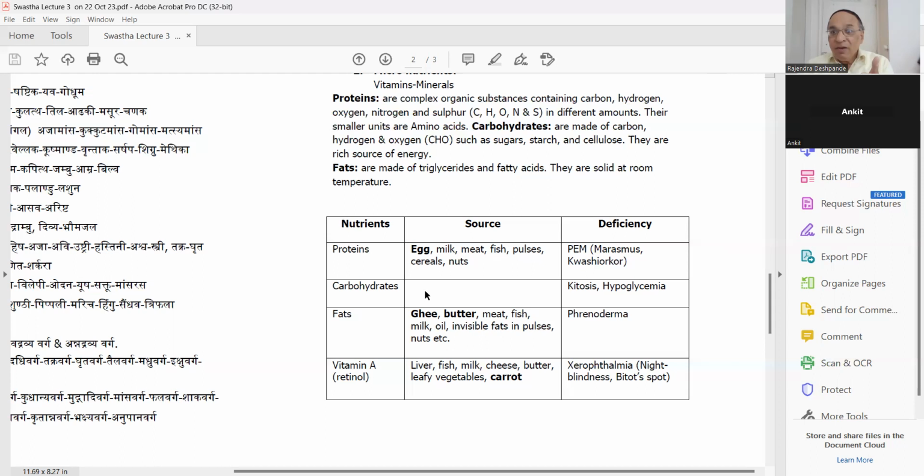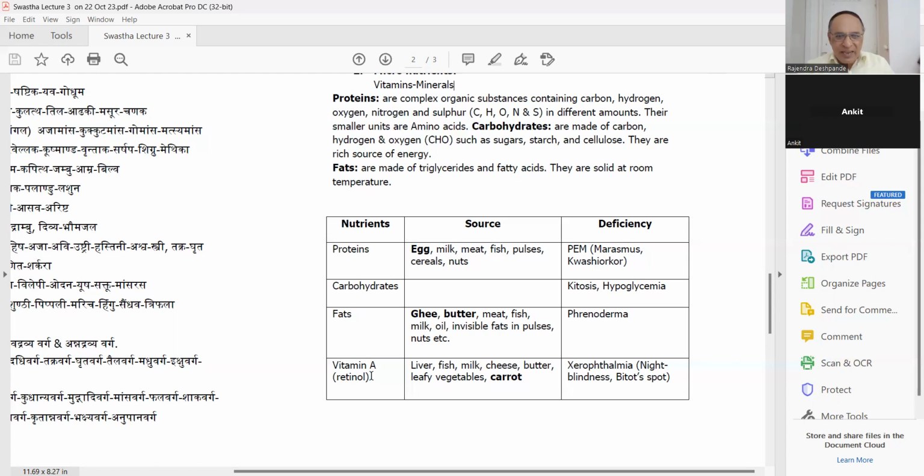Carbohydrates, what is the deficiency? Carbohydrates that we get from the sugar, wheat, rice: deficiency causes ketosis and hypoglycemia. When the sugar is low, that is called hypoglycemia. When sugar is very, very high in a diabetic patient, that is called ketoacidosis. Okay. Fats are present in ghee, butter, meat, fish, milk, oil, and invisible fats in the pulses and nuts. Nuts, what is nuts? Cashew nuts, almonds. These are all the dry fruits. Because of the fat deficiency, you suffer from phrenoderma. Phrenoderma. Derma is the skin. Phreno, dry skin, toad skin.